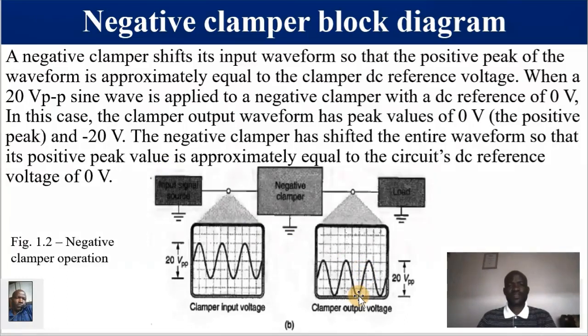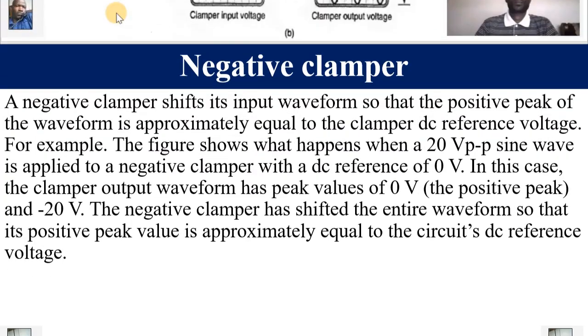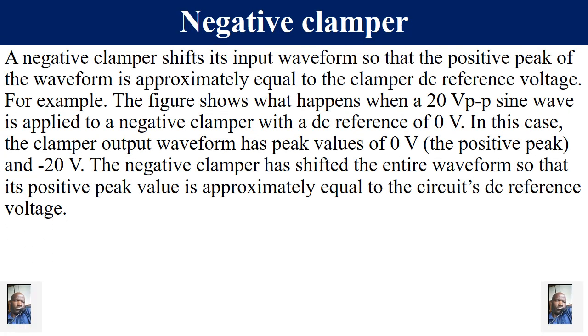So a negative clamper shifts the entire waveform so that its positive peak is approximately equal to the DC reference voltage of 0 volts in this case. So easy. Let me go through again the operation of a negative clamper: it shifts the input waveform so that the positive peak of the input is equal to the 0 DC reference voltage.